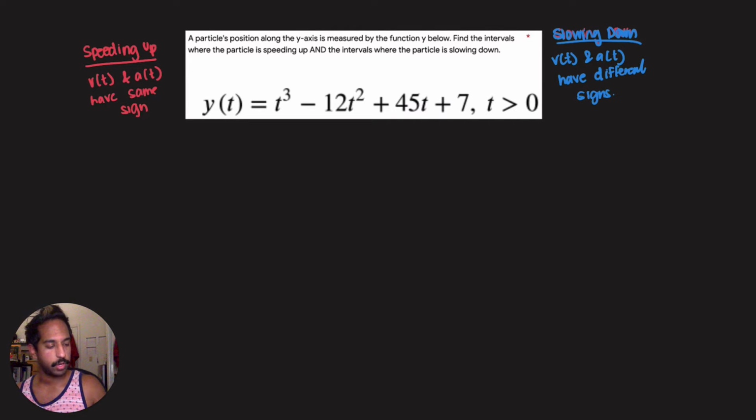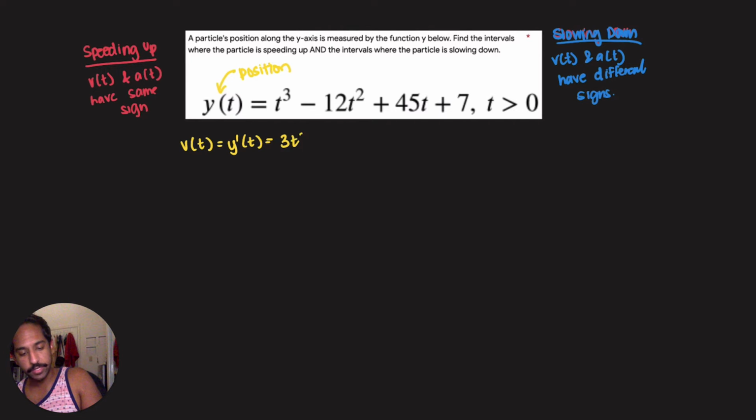All right, so in order to figure out if either of those are true, we need to find the velocity and acceleration. This function right here gives us position. And so we need to find velocity and acceleration. We know that velocity is the derivative of position. So finding that derivative, we get that to be 3t squared minus 24t plus 45.